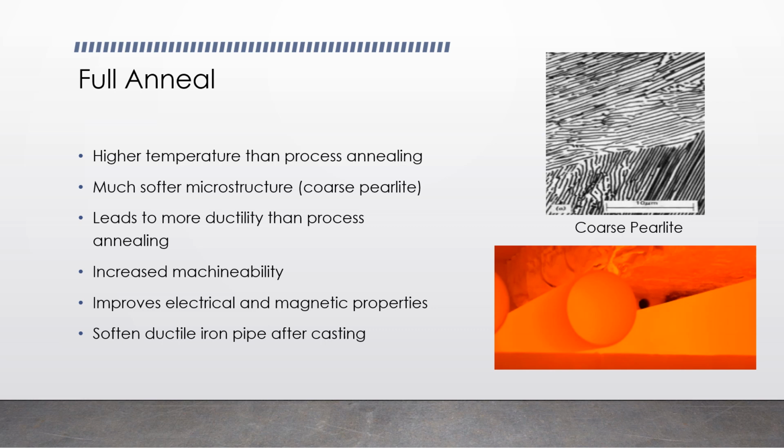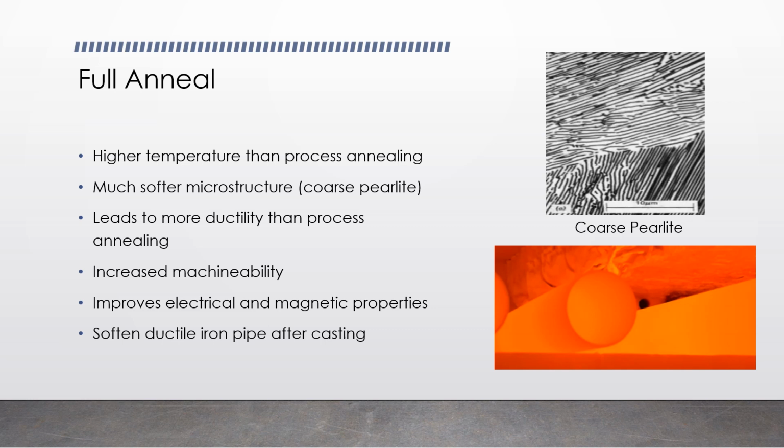The second type of anneal is a full anneal. This is a higher temperature than process annealing and leads to a much softer microstructure, normally coarse perlite. This softer microstructure also leads to more ductility, increased machinability, and improved electrical and magnetic properties.